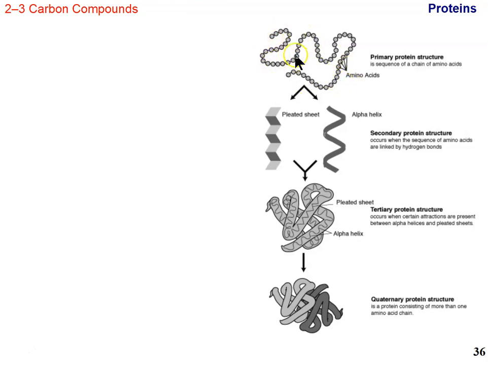And as I mentioned on the previous slide, there's basically an infinite number of different sequences that those 20 different amino acids could be in, just like there's an infinite number of sequences that the 26 letters of the alphabet can be put into to spell out whatever information needs to be spelled out. So that's the primary structure.